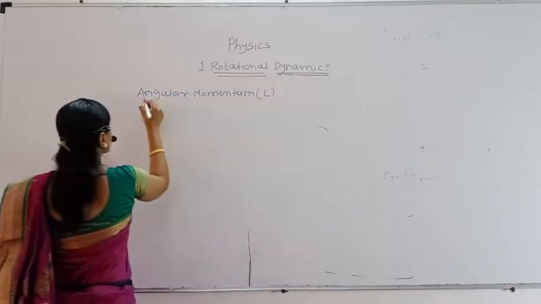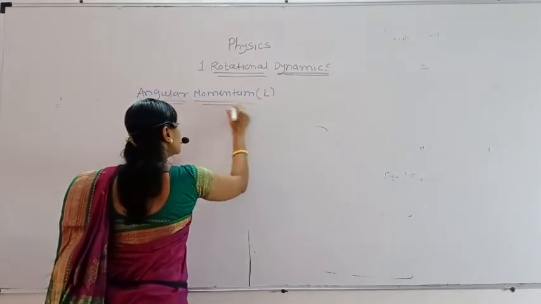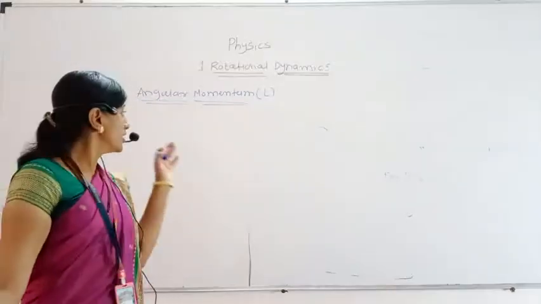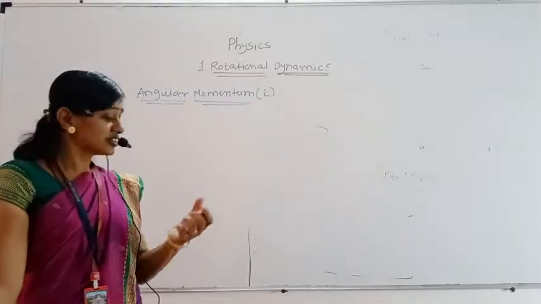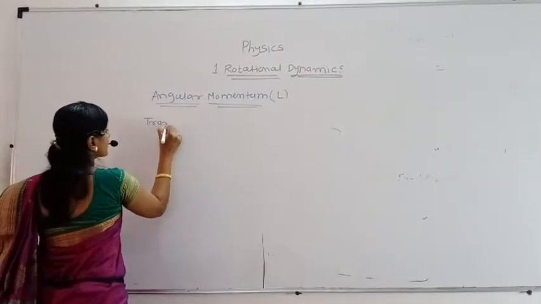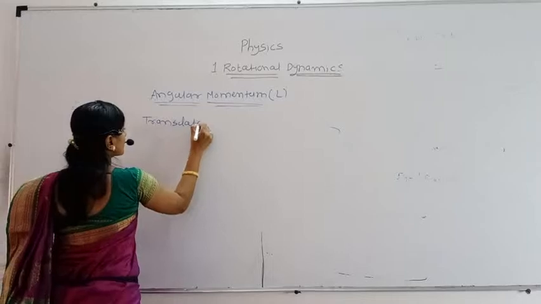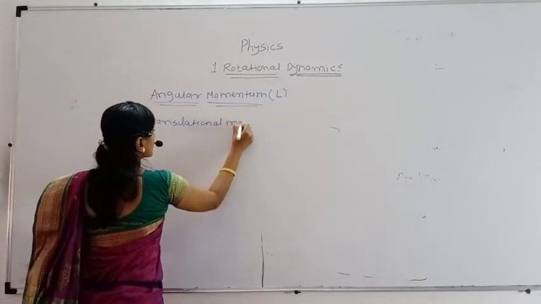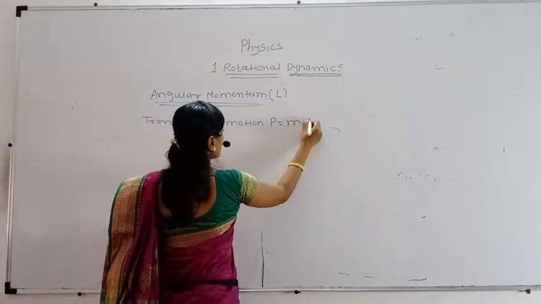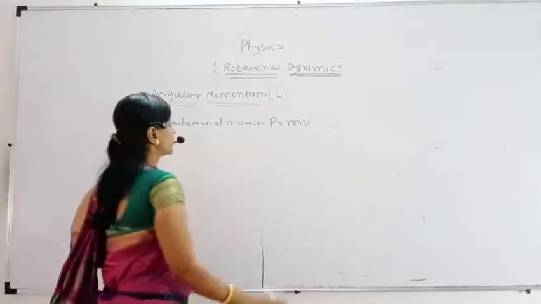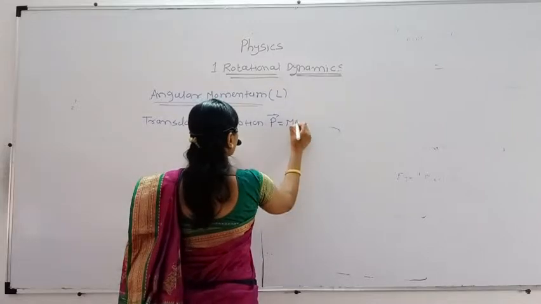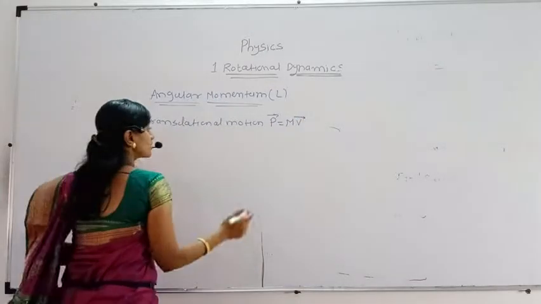Angular momentum is denoted by L. When we learn the analogous quantities from translational motion and rotational motion, we already saw angular momentum, just only the formula. We know in translational motion linear momentum is P is equal to M into V. If we want to write it in vector form, P is equal to M into V, they are both vector quantities, and M is constant.